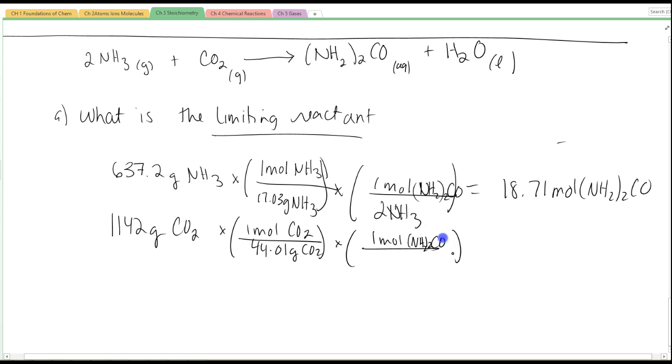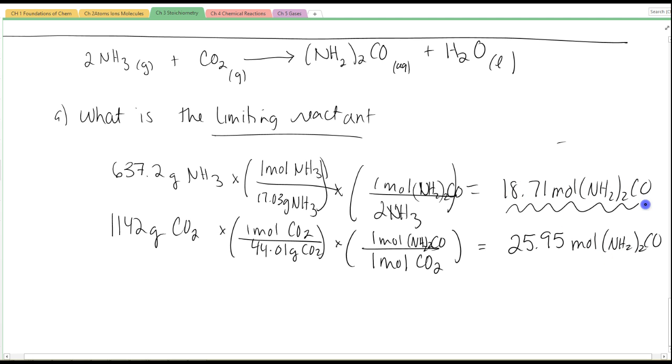product comes from 1 mole of carbon dioxide, so I can make 25.95 moles of NH2CO. You'll notice these numbers look familiar. They're the same numbers that I get in the BCA table. This is just a more linear, non-table way of doing this. So I look up here and I say, okay, which one of these made the least amount of the product? And it was this one. So I know that this is my limiting reactant.